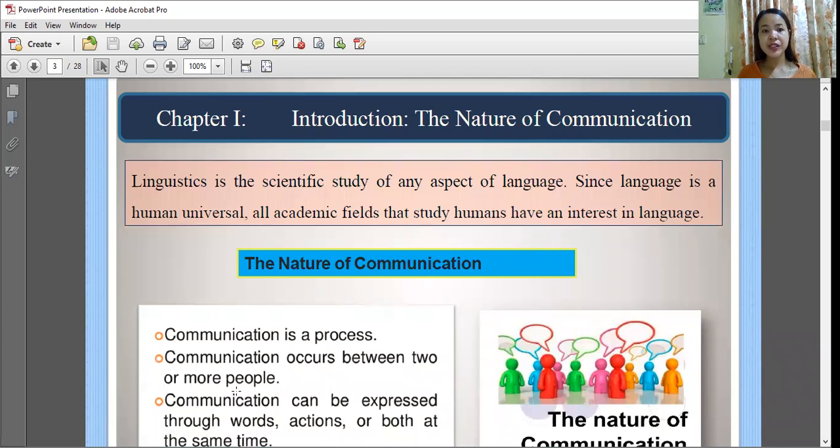Now let's go on to chapter 1, introduction, the nature of communication. What is linguistics? Linguistics is the scientific study of any aspect of language. Since language is a human universal, it is an academic field that studies humans' interest in language. Here is the nature of communication. Communication is a process. Communication occurs between two or more people. Communication can be expressed through words, action, or both at the same time.